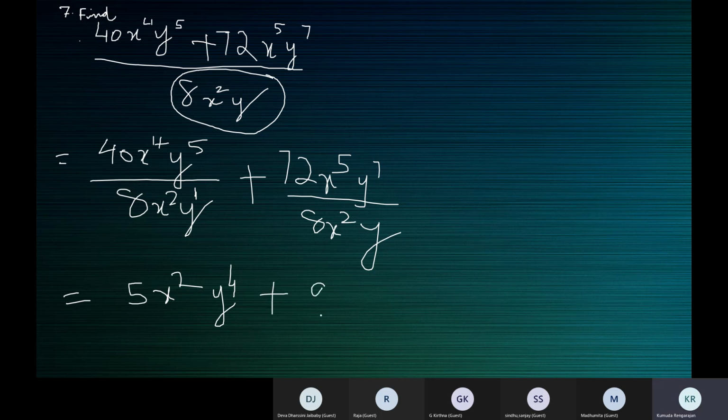Plus 72 by 8 is 9. X to the power 5 divided by x squared. Subtract the powers. 5 minus 2, 3. X to the power 3. Y means y to the power 1. Division. Subtract the powers. 7 minus 1, 6. This is the quotient.